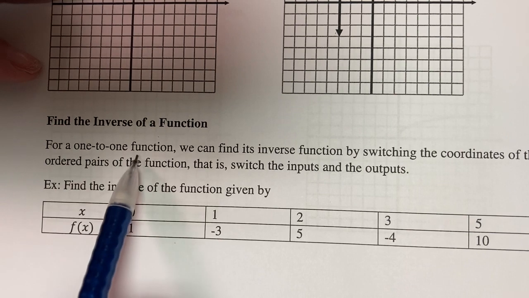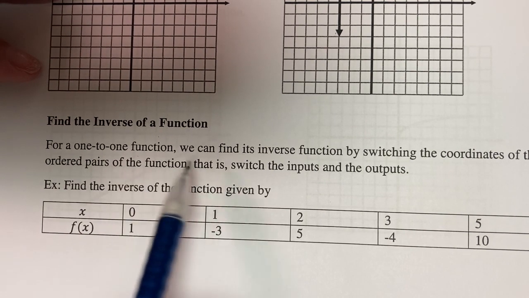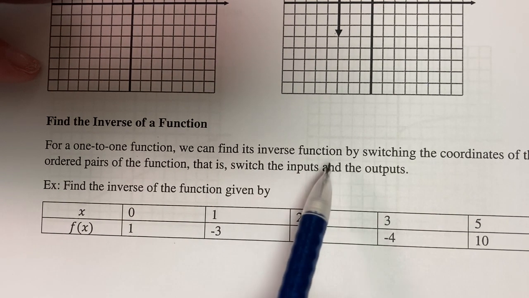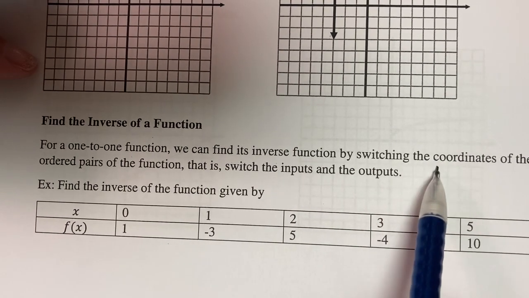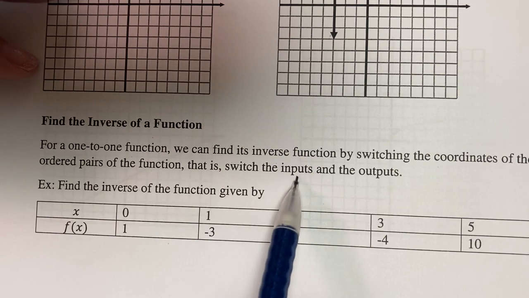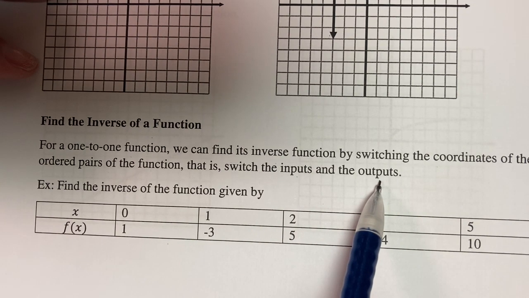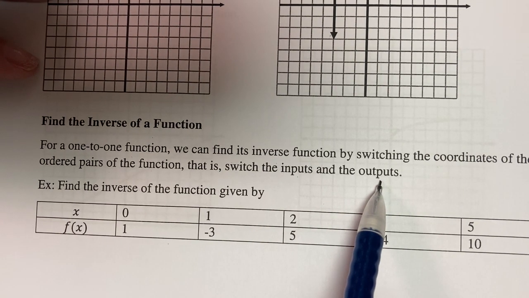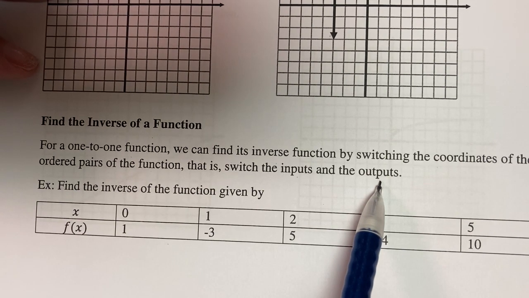So, first of all, for a one-to-one function, we can find its inverse function by literally, and this is all we do, switching the coordinates of the ordered pairs of the function. That is, we switch the inputs and the outputs, or you switch the x's and the y's.